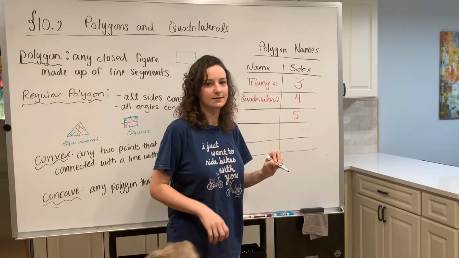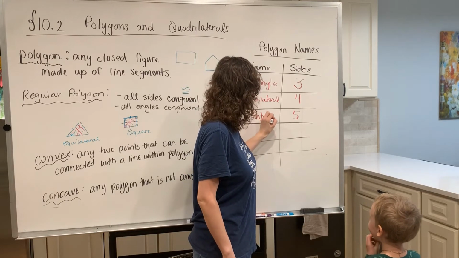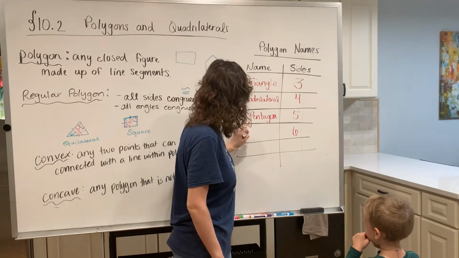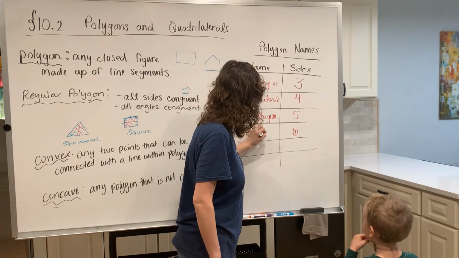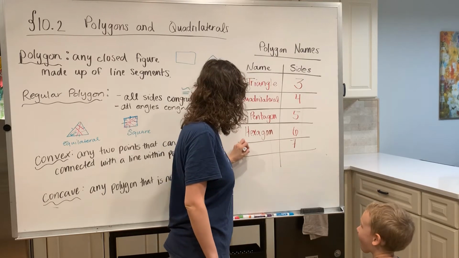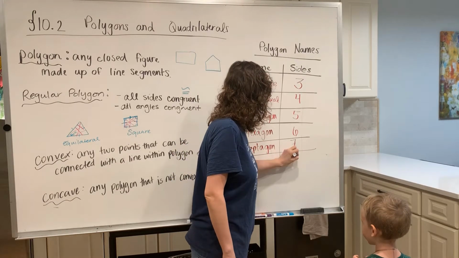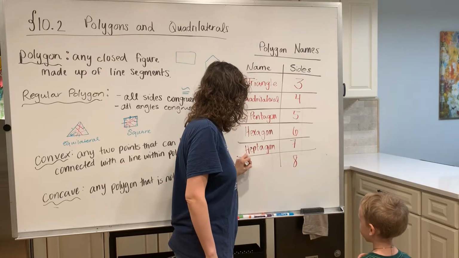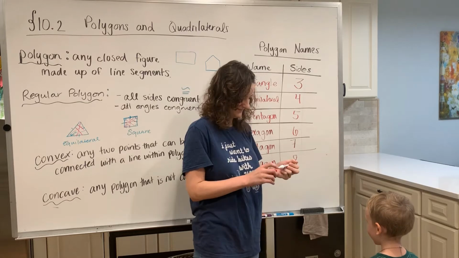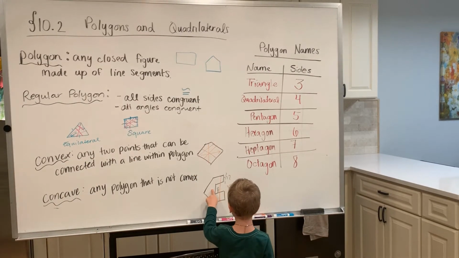5 sides is a pentagon. How about 6 sides? It's called a hexagon. Good job. 7 sides is called a heptagon. And 8 sides is called an octagon. I know, that's your favorite. Is this an octagon?